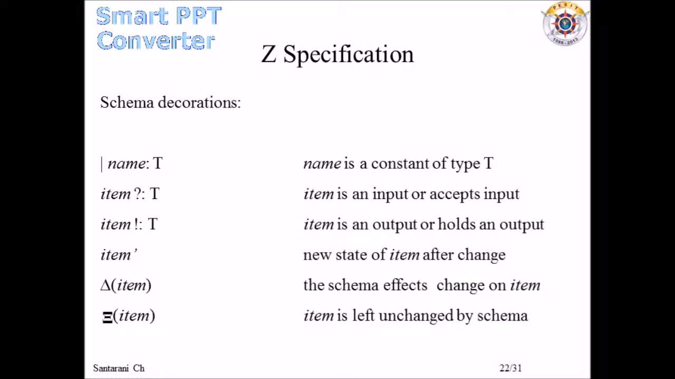These are some of the decorations. A name is a constant, of type T. Item with a question mark is an input or accepts input. Item with an exclamation mark is an output or holds an output. Item dash is the new value of item after change. Delta item means the schema affects change on item. There is some change on the item, and the Xi symbol means the item is left unchanged by the schema. So delta means it is changed and Xi means it is not changed.